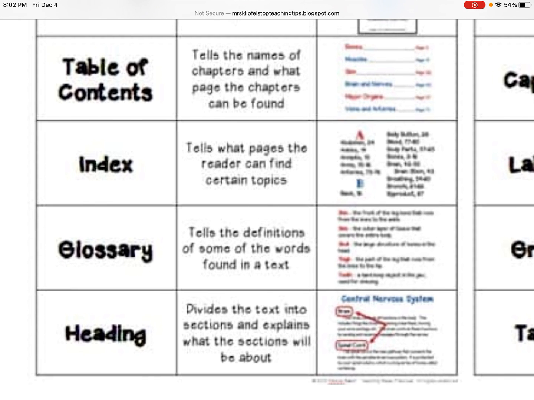There's something called an index. An index is something that tells you what pages you can find certain topics. For example, if I was reading a book about sloths, and I wanted to know what sloths eat, what their diet is, at the very back of the book in the index, I could look up the word diet, and it would tell me page 5. And on page 5, I would read about what sloths like to eat.